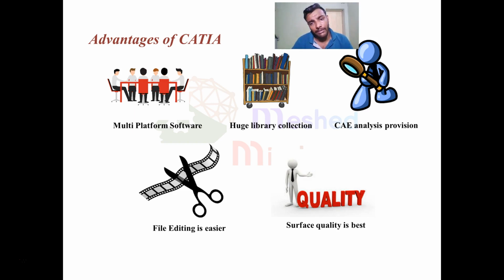One of the greatest advantages of Catia is that the surface finish it gives is really good. Catia is probably the go-to software for surface modeling, because the finishing and rendering qualities of the surface are the best compared to any other software. So these are some of the advantages of why Catia is widely preferred in industries these days.